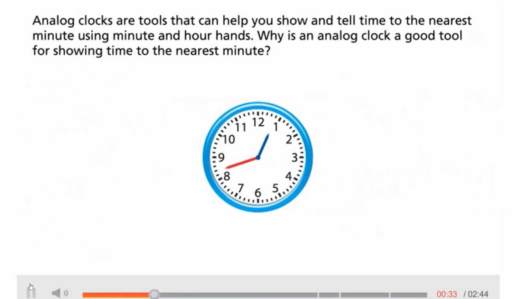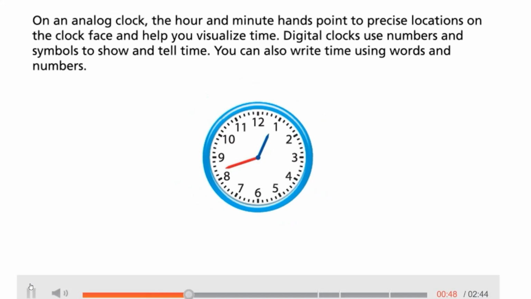Analog clocks are tools that can help you show and tell time to the nearest minute using minute and hour hands. Why is an analog clock a good tool for showing time to the nearest minute? On an analog clock, the hour and minute hands point to precise locations on the clock face and help you visualize time. Digital clocks use numbers and symbols to show and tell time. You can also write time using words and numbers.